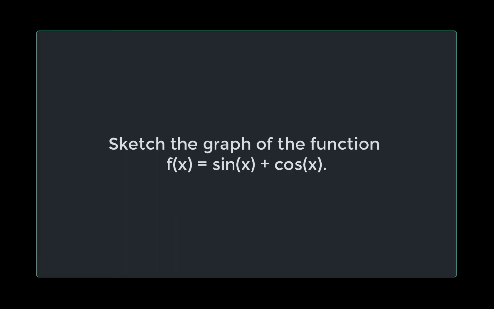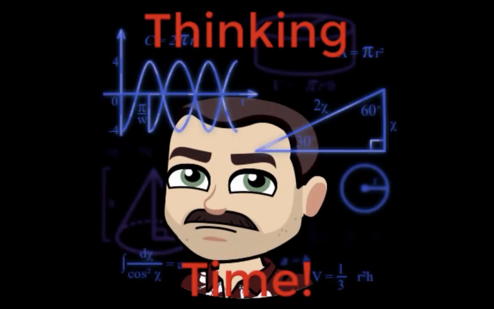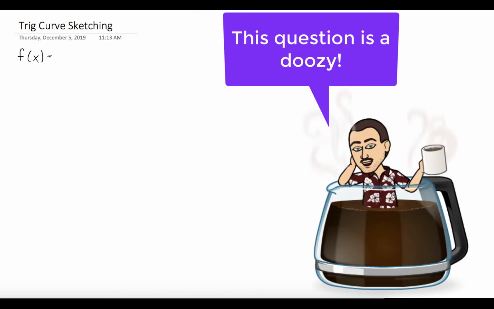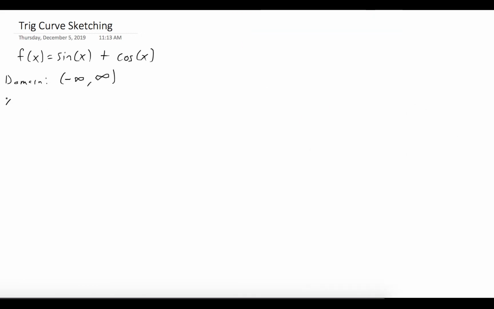The question we're working on today is, sketch the graph of the function f of x equals sine of x plus cosine of x. So the function we want to graph is f of x equals sine of x plus cosine of x. So we'll start with the domain. The domain is all real numbers, so negative infinity to infinity. Now the x-intercept.